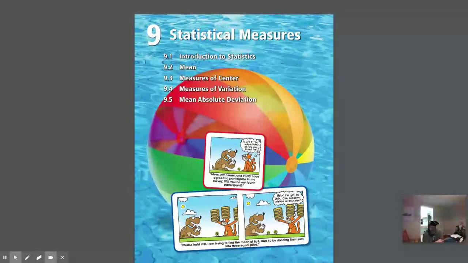We're not going to do mean absolute deviation. 9.1 is all an introduction to statistics. What are statistics, you might ask? What is a statistical question? Well, that's a good question. Let's answer that. So here we go.